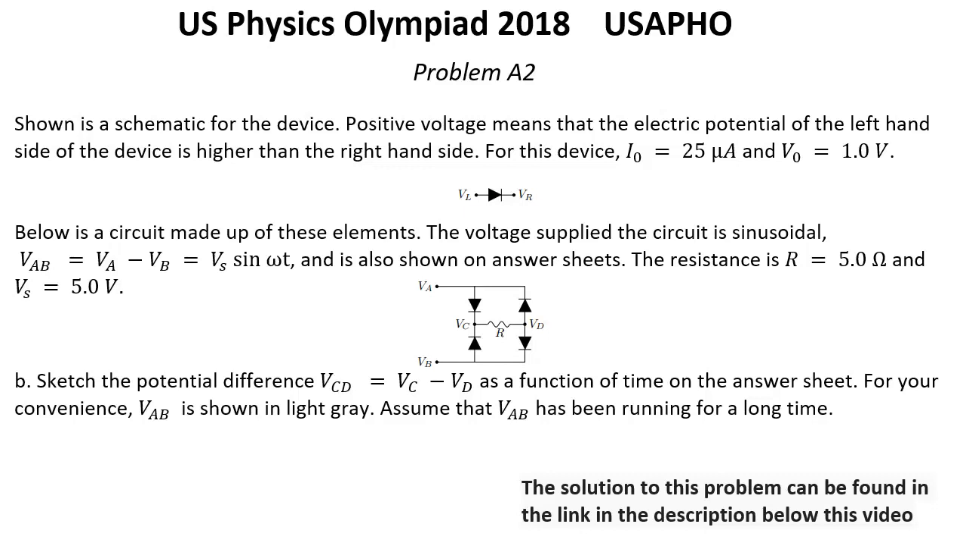The voltage supplied to the circuit is sinusoidal. VAB equals VA minus VB equals Vs sine omega t, and is also shown on the answer sheet. The resistance is R equals 5 ohm and Vs equals 5 volts. Question B. Sketch the potential difference VCD equals VC minus VD as a function of time on the answer sheet. For your convenience, VAB is shown in light gray. Assume that VAB has been running for a long time.